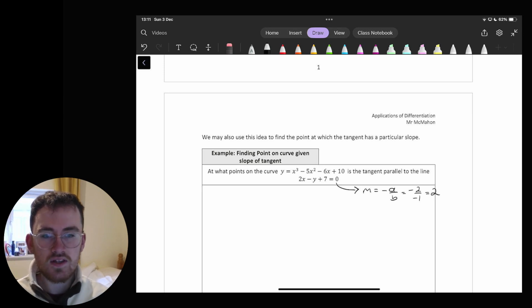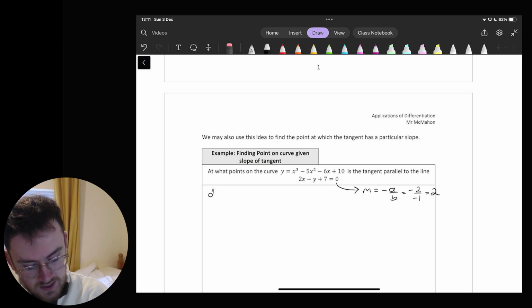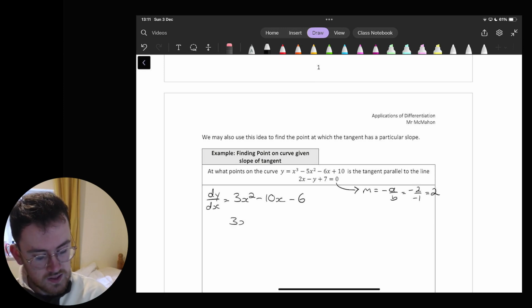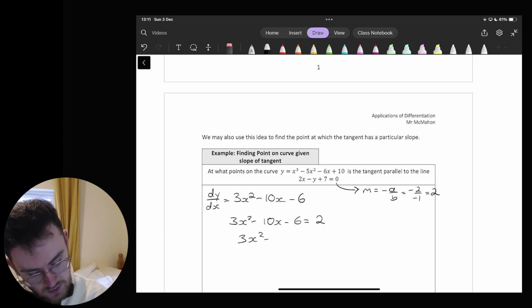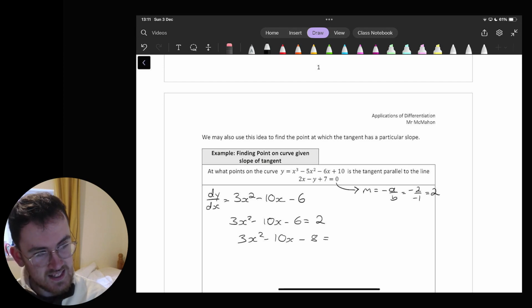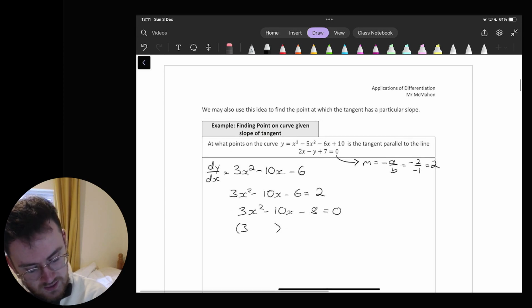So I'm looking for points on the curve which have a slope of 2. Let's find the general equation for the slope of the tangents here: 3x squared minus 10x minus 6. I want to know at what points on my graph this slope function is equal to 2. Sorting that out gives me 3x squared minus 10x minus 8 equals 0. If I factorize that, I get (3x plus 2)(x minus 4). So x is equal to minus 2 over 3 and x is equal to 4.